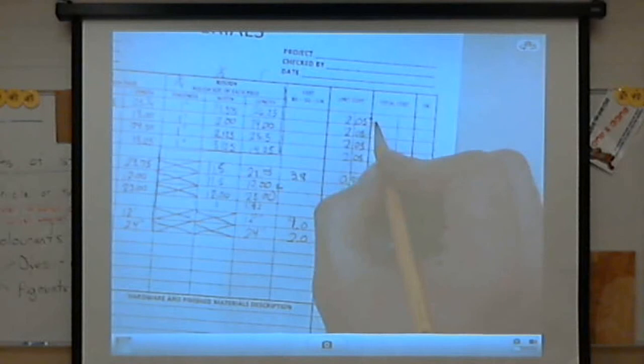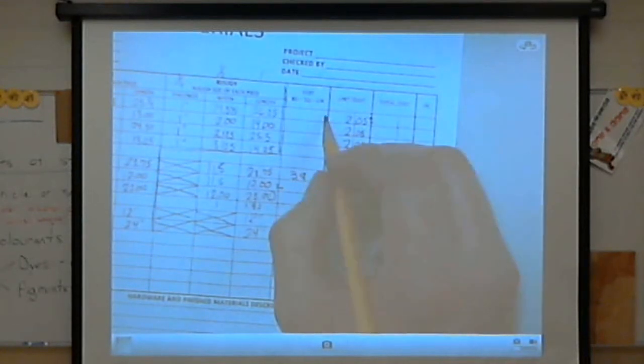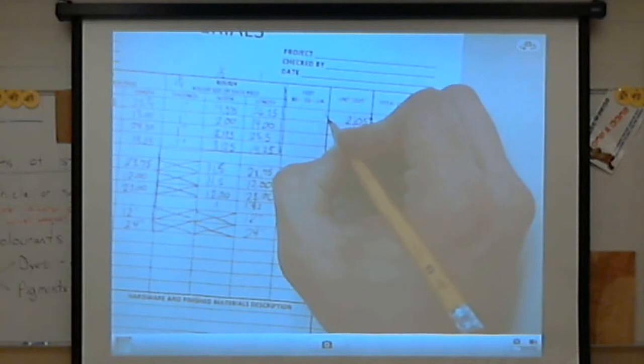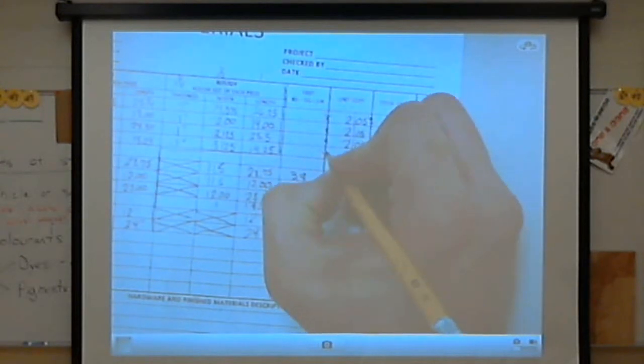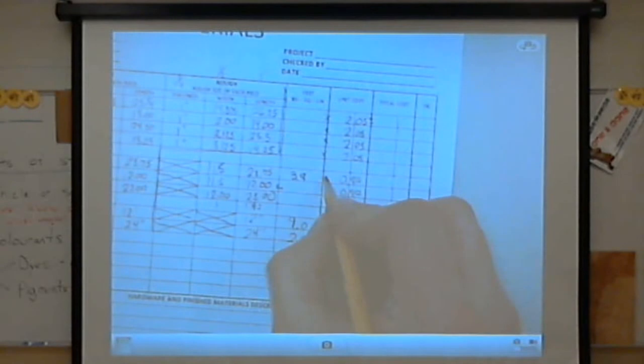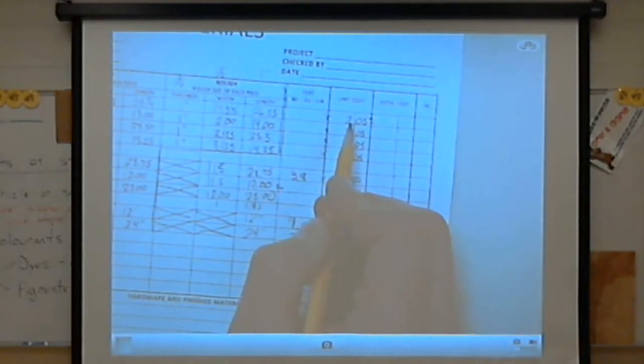The total cost. So if I want to find the total cost for this, multiply board feet by cost. Yeah, you're going to multiply this column. So if it helps, go ahead and make a multiplication sign down this entire column, because you're going to multiply how many board feet you have by the cost per board foot, right?